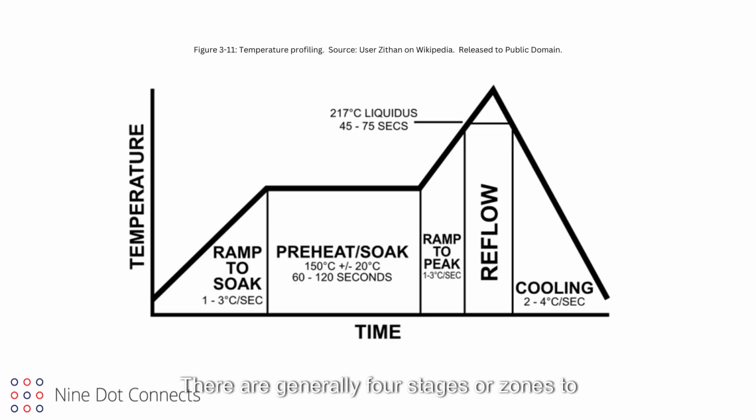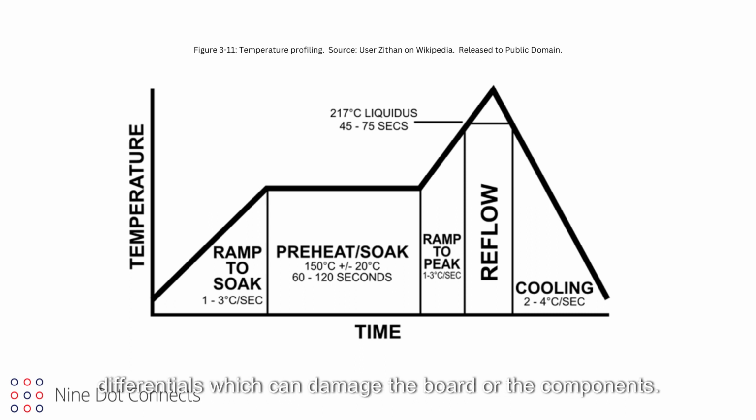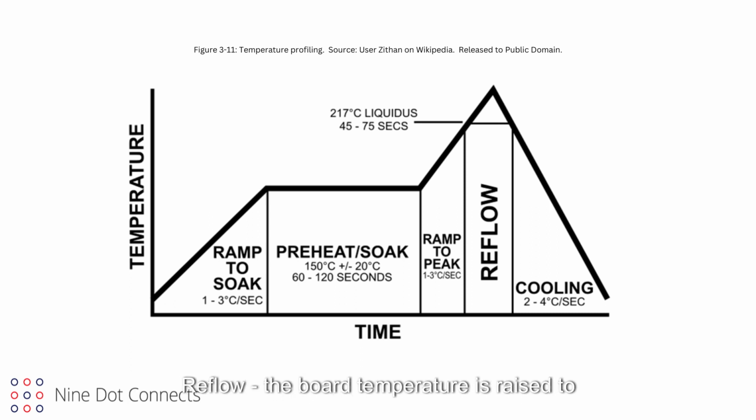There are generally 4 stages, or zones, to the temperature profiling in the reflow process. Preheat: the temperature is raised steadily, over a period of time. Soak: the temperature is leveled off for a duration of time. This allows the heat to warm up the entire board and all components to a consistent temperature. This is to avoid having temperature differentials, which can damage the board or the components. Reflow: the board temperature is raised to the solder melting temperature. This is done for a short period of time to avoid applying any more heat than necessary.